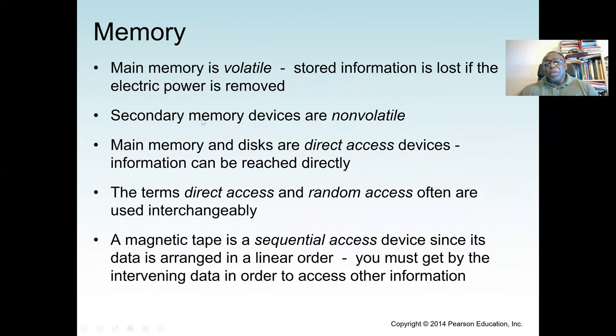Memory, as I said earlier, is volatile, which means you store the data only when there's power. When the computer power is off, all the data are gone. Secondary memory devices are non-volatile, which means we can store the data permanently, such as on the hard drive. Whether there's power or no power, the data is stored.